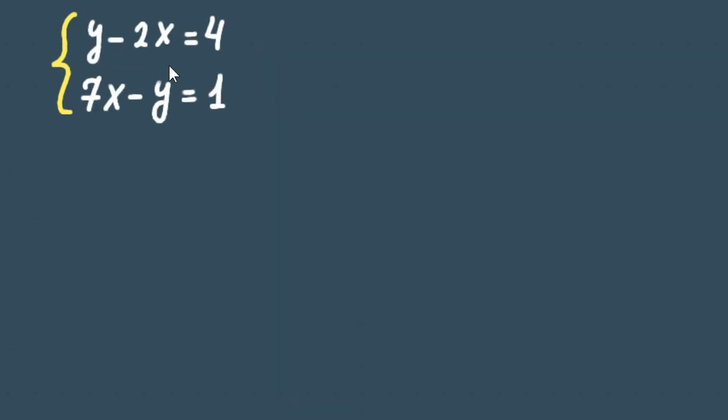First, try to solve this equation system yourself. Then check with my solution. From the first equation, I will express y. I move negative 2x to the right side. I change the sign in front of the 2x to the opposite. And I substitute this expression instead of y in the second equation.